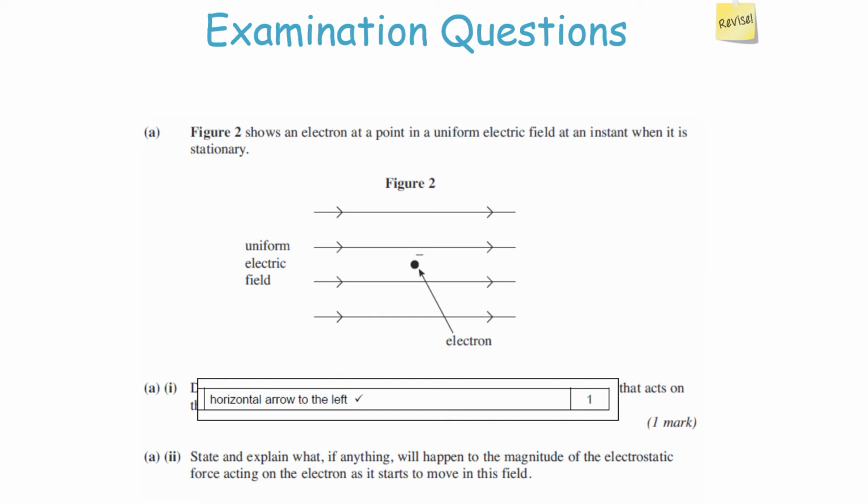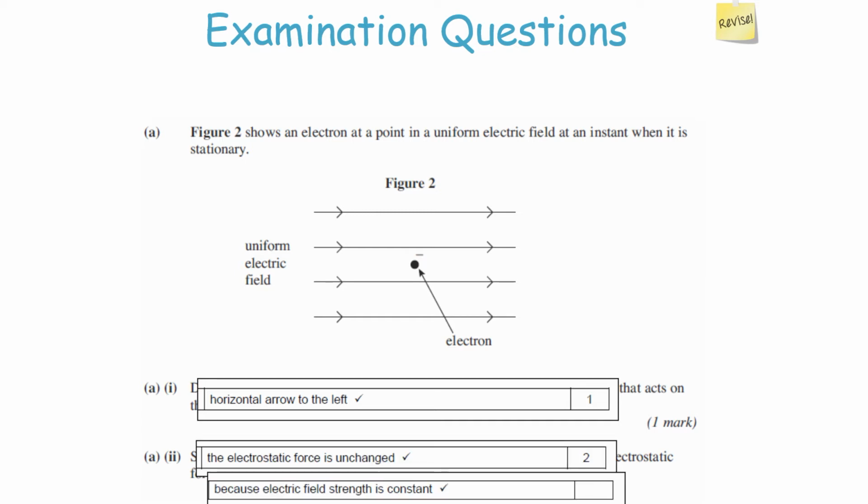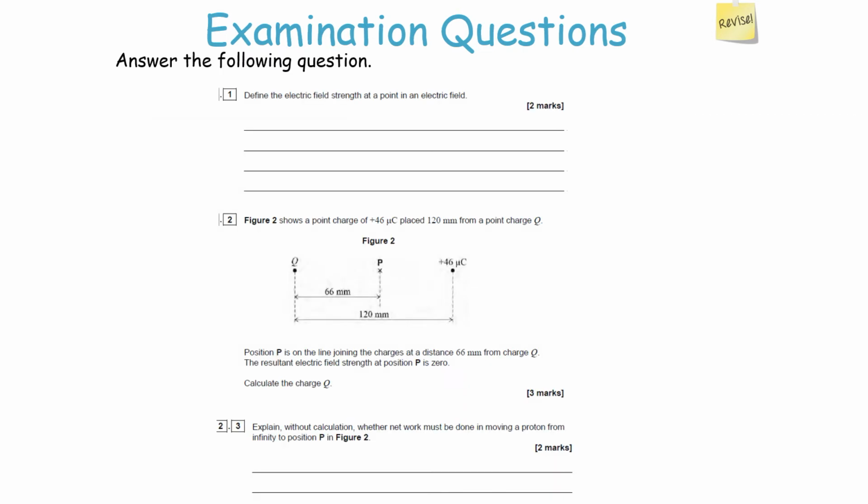That's the orientation of the field line, but it should be the other way, to the left. The next one is: state and explain what will happen to the magnitude of the electrostatic force acting on the electron. Well, you'll notice as it's moving, the field strength stays the same because the field lines are the same distance apart. Therefore, because the electrical field strength is constant, the electrostatic force is unchanged. Let's have a look at another question.